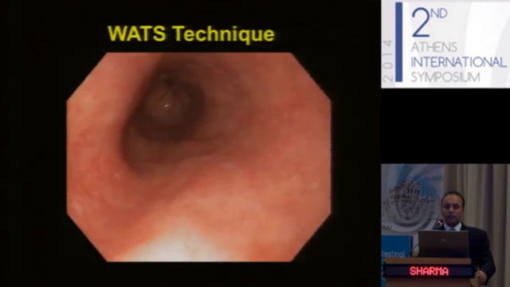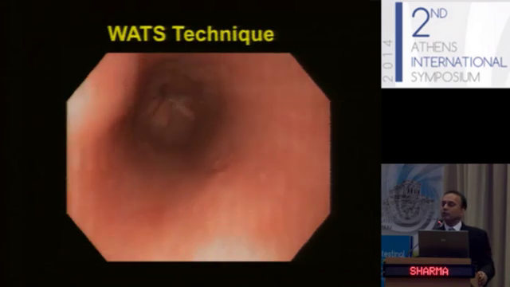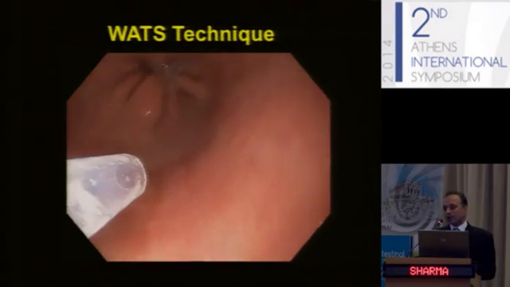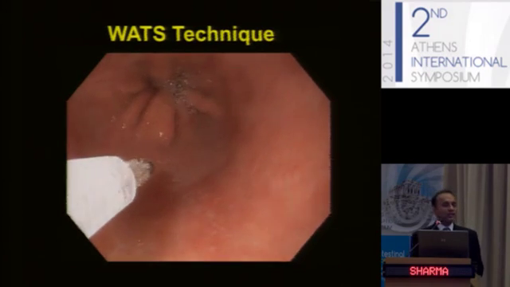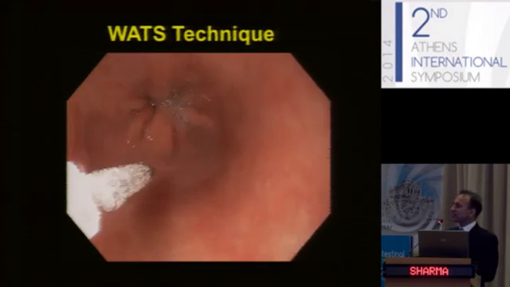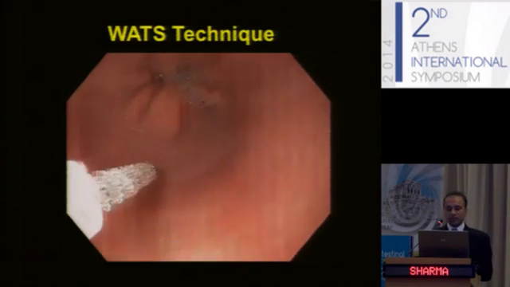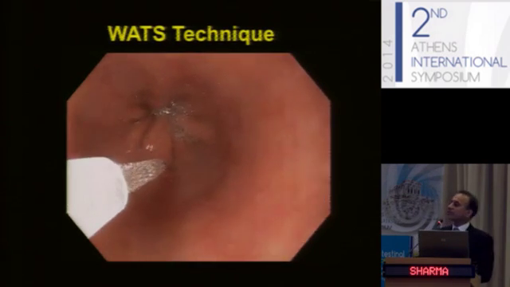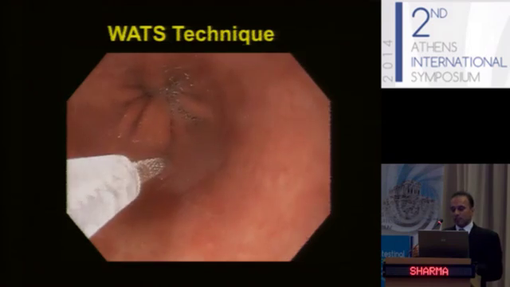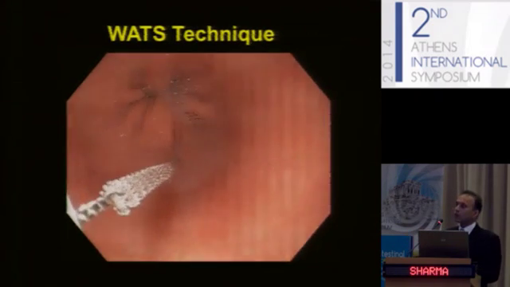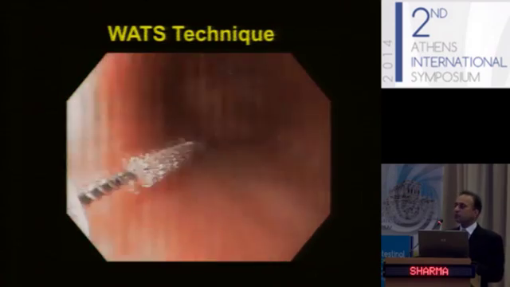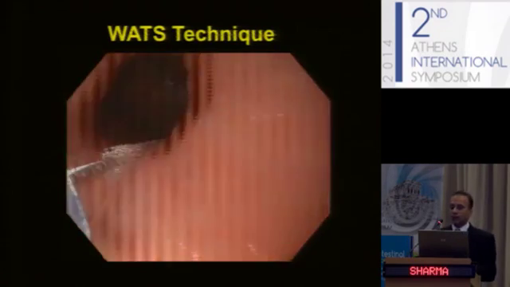One way to do it is by using a cytology brush. This has been done through the ages, but this is a new technique called the WATS technique. What this does is use a more abrasive brush. The best way to do this is to open the brush, and then instead of moving the brush back and forth, you fix the brush and use your endoscope and move that back and forth.